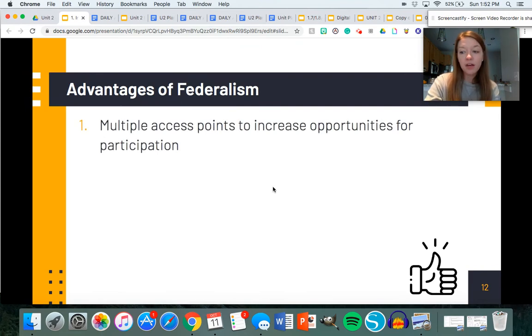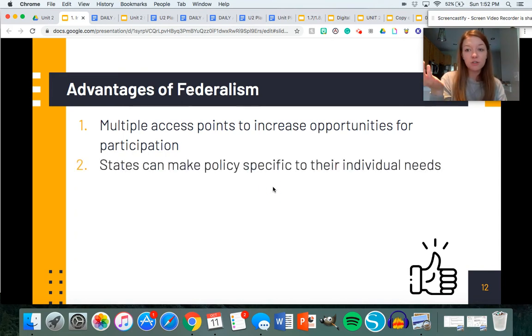Now, there are some advantages to federalism, and one of the advantages is that there are multiple access points to increase opportunities for participation. And what I mean by that is, right, when you have not just a federal government, you've got state and local as well, that gives you many different positions to vote for, right? You can vote for local, state, and national policymakers. So that gives more opportunities to influence policy as a citizen.